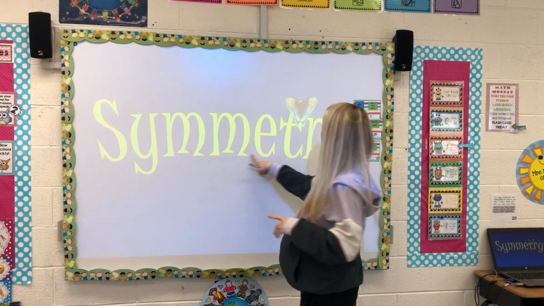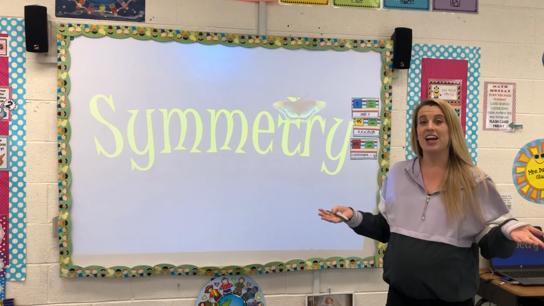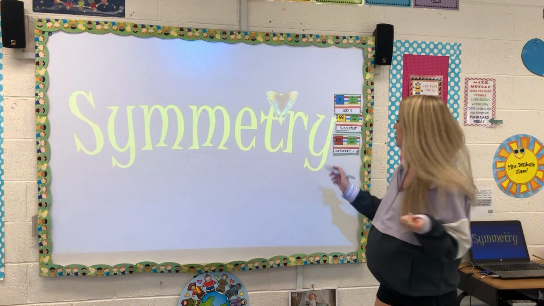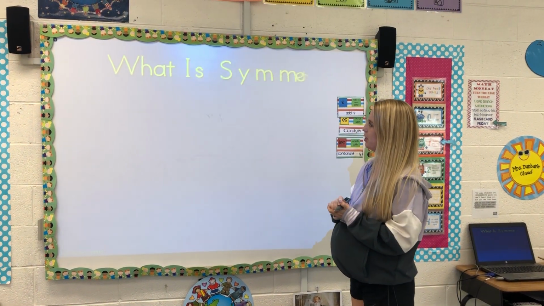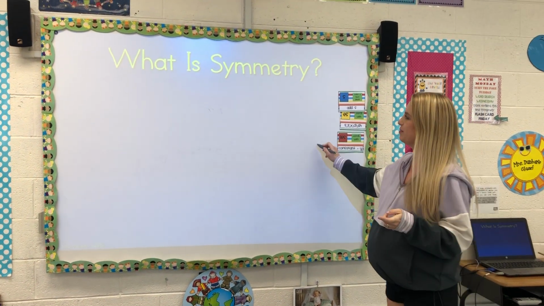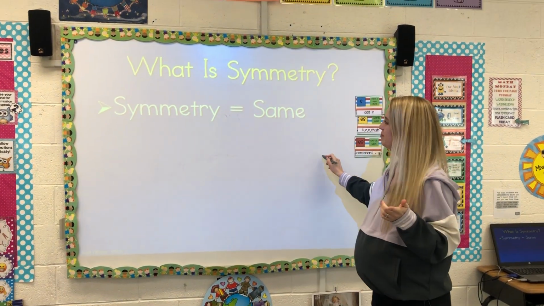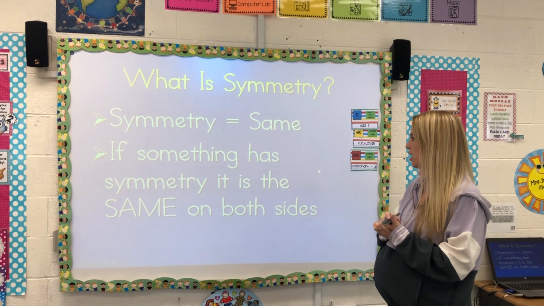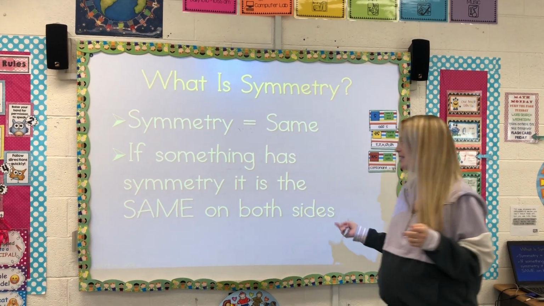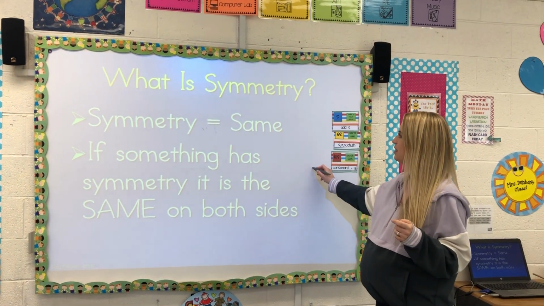Today we're going to be talking about symmetry. It is a very easy skill, but I'm going to show you a little bit about it. First, what is symmetry? Symmetry means the same. If something has symmetry, it is the same on both sides.